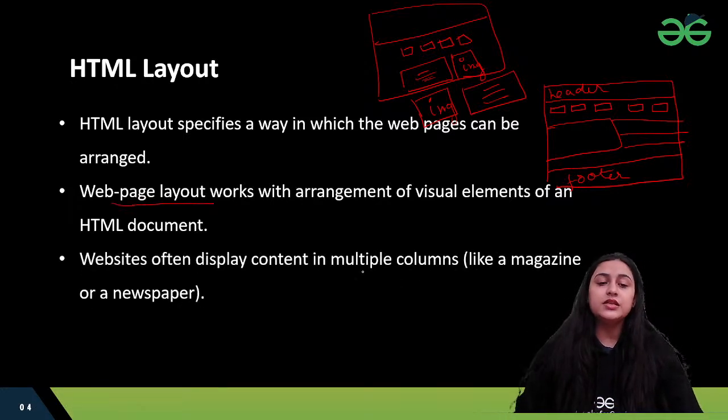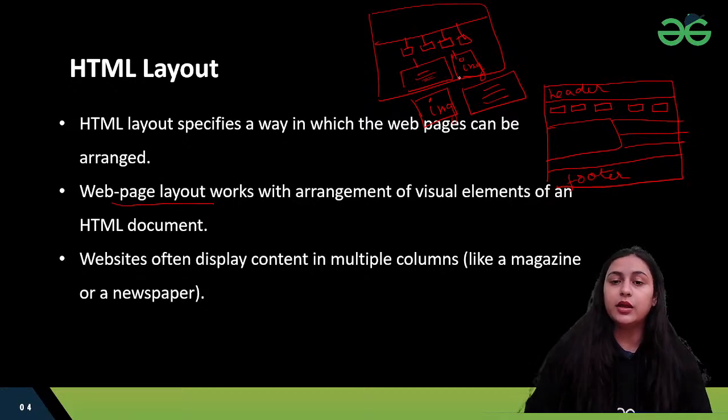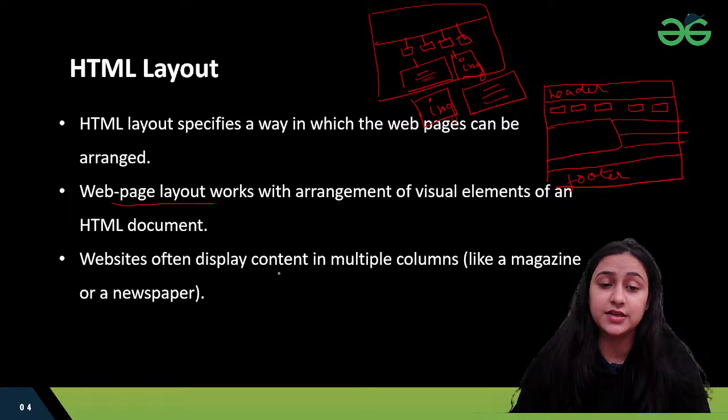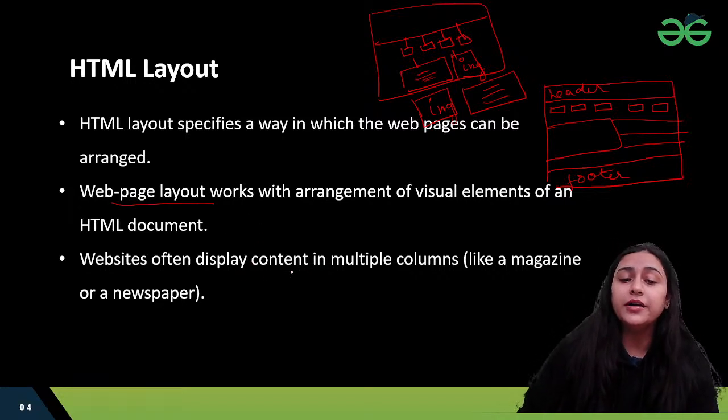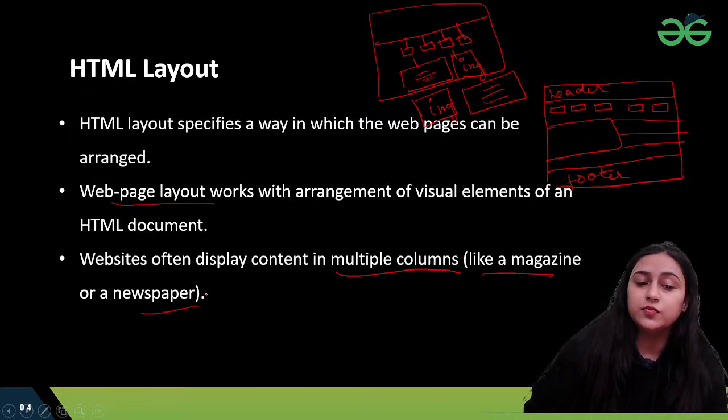Okay, next is website often display content in multiple columns like magazine and newspaper. So here I just want to say that ऊपर nav bar में आपको 4 columns दिख रहे हैं, right? Then उसके बाद आपको 2 columns दिख रहे हैं. हर रो में 2 column बना रखे हैं. एक column में image है, एक column में text है. So website में क्या होता है, जो आपका content होता है वो multiple columns में arrange होता है, जैसे कि magazine और newspaper में होता है.